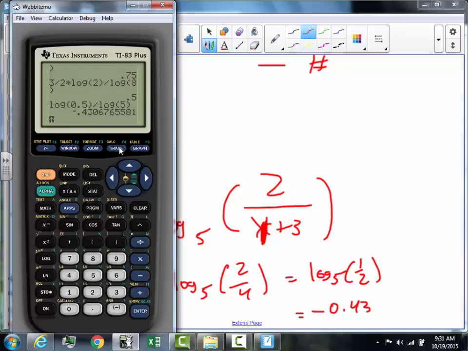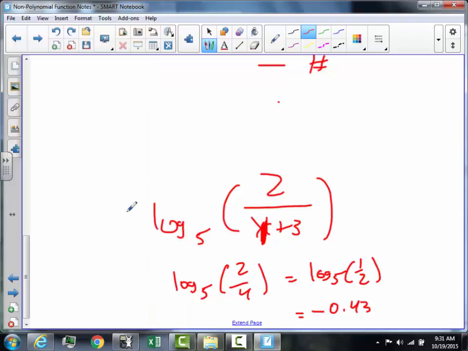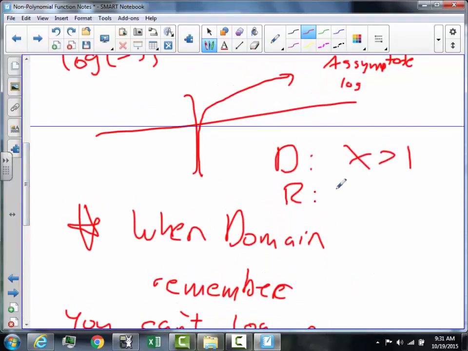And if I go back to calculating a value of 1.01, see how it looks like it's starting at about negative 0.43? Does that make sense? So that looks like that's the y value it starts at. So then I should say for range, y is going to be less than about negative 0.43.